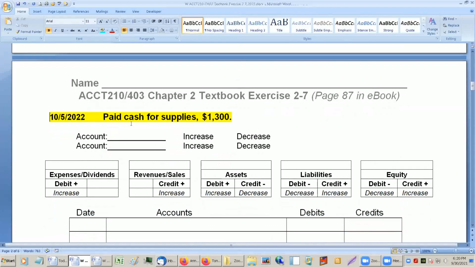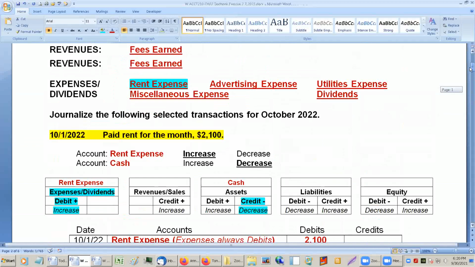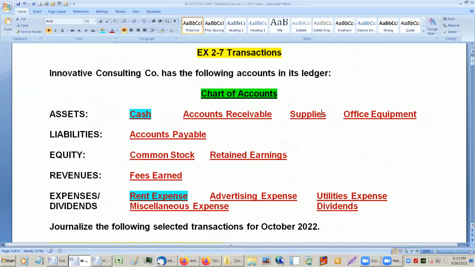Okay, pay cash for supplies. What accounts? It's expense, supplies and cash. Asset. Yep. So supplies, I think is it? What you guys said was right. Supplies and cash. Let me check. I think this is up here. Let's see here. Supplies. Yeah, supplies.